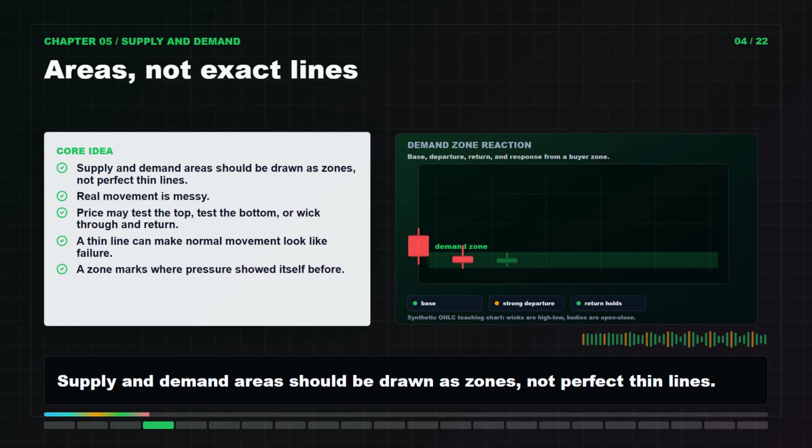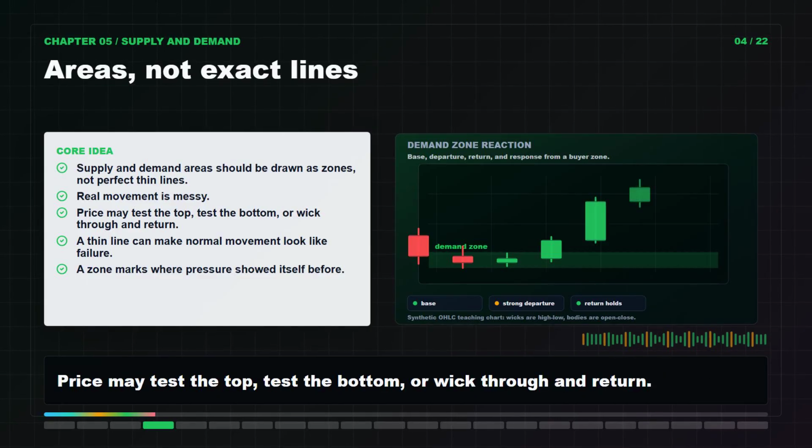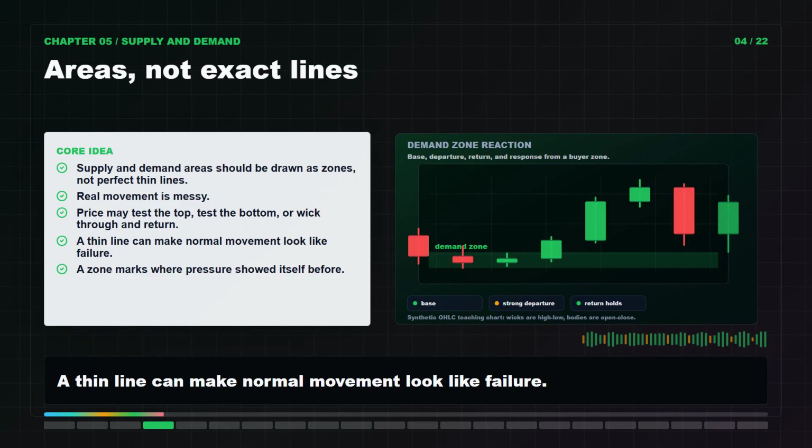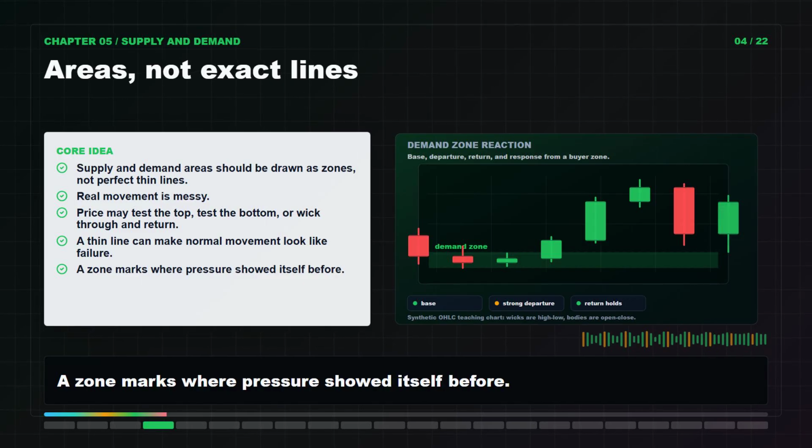Supply and demand areas should be drawn as zones, not perfect thin lines. Real movement is messy. Price may test the top, test the bottom, or wick through and return. A thin line can make normal movement look like failure. A zone marks where pressure showed itself before.